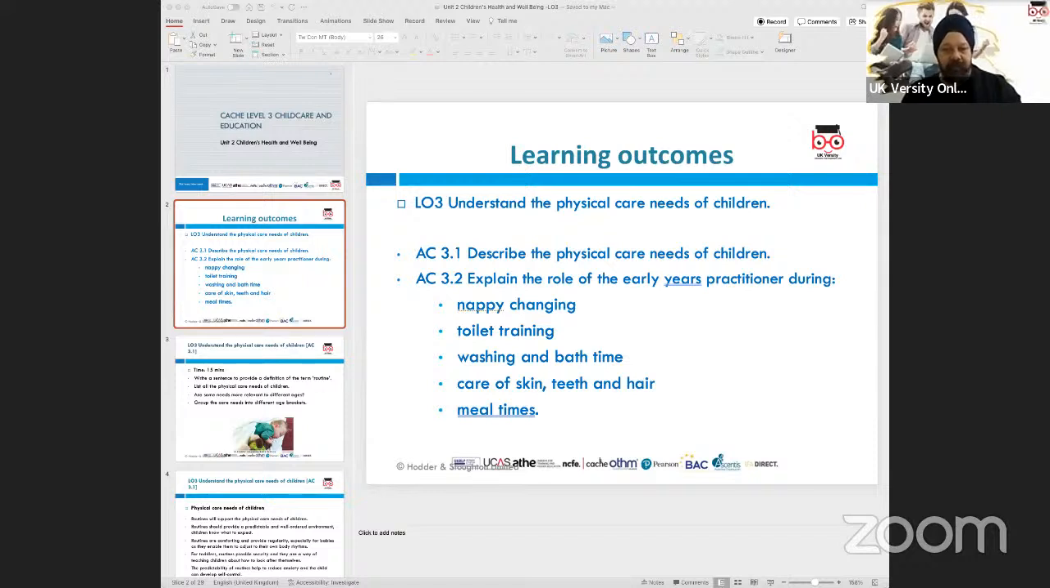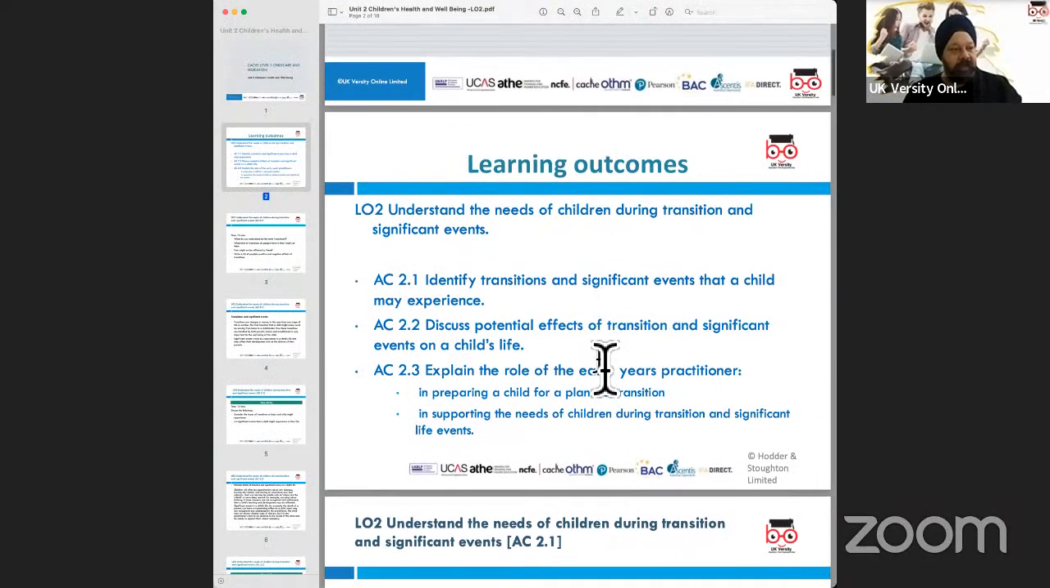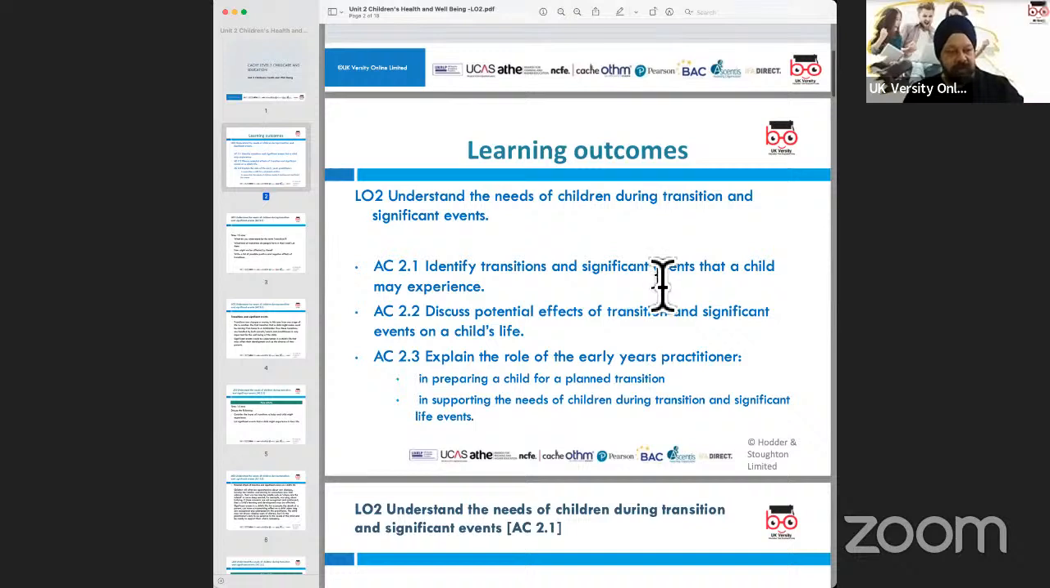So in yesterday's learning outcome, just very briefly, we looked at the events and transitions which children go through at some stage during the course of their growth and development. The key terms that we wanted to understand in learning outcome 2 were what is a transition and what is an event or a significant event.